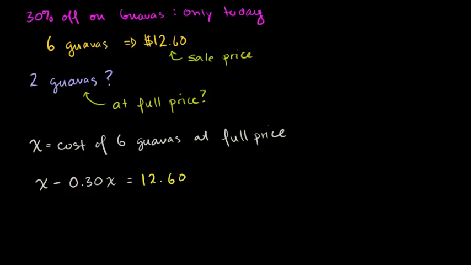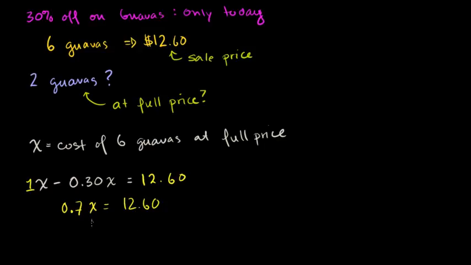And now we just do algebra. We could imagine there's a 1 in front. x is the same thing as 1x. So 1x minus 0.3x is going to be equal to 0.7x. So we get 0.7x, or you could say 0.70 if you like, same number. 0.7x is equal to 12.60. And once you get used to these problems, you might just skip straight to this step. You say, hey, 70% of the full price is equal to my sale price, right? I took 30% off, so this is 70% of the full price.